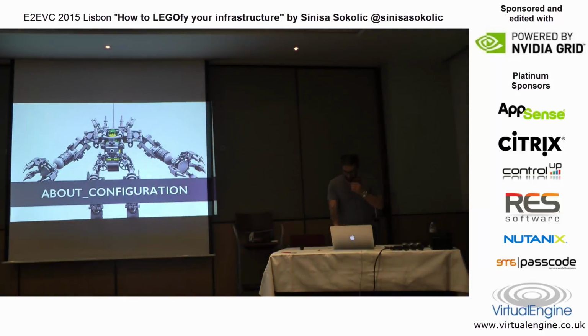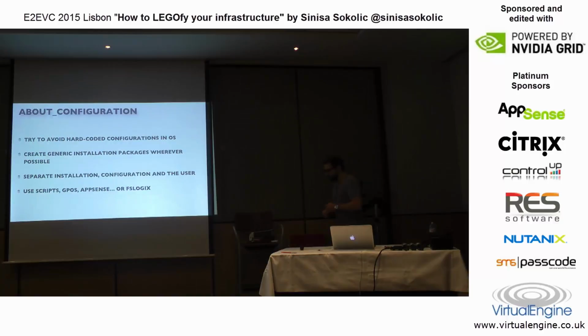So let's talk about configuration. You should try to avoid hard-coded configurations in operating systems and in packages. You should always divide these points, because otherwise you end up with non-generic packages you cannot use in other parts of your infrastructure. And for the configuration part, you could use scripts that you run in the back, so maybe the PowerShell App Deployment Toolkit that does things. You could create GPOs or use AppSense if you want to manage your user environment. Or you could use FSLogix.